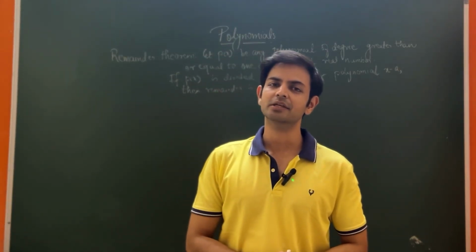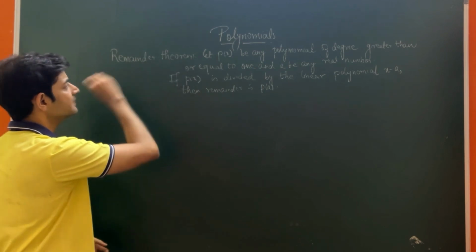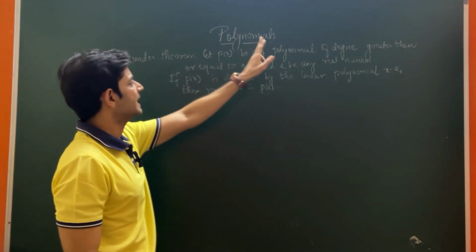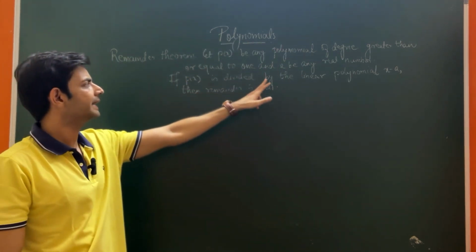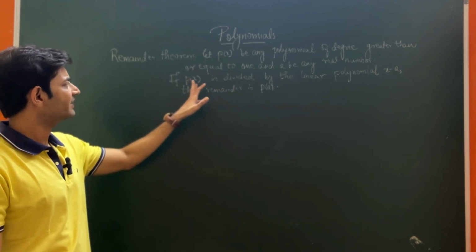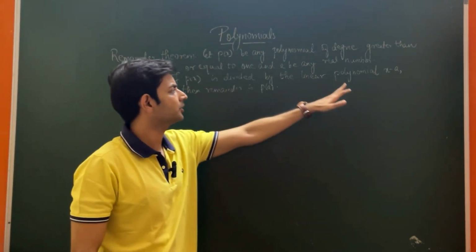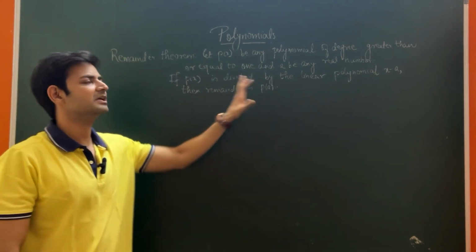Now, let us understand the concept of the remainder theorem. The remainder theorem states that let p of x be any polynomial of degree greater than or equal to 1 and a be any real number. If p of x is divided by the linear polynomial x minus a, then the remainder is p of a.